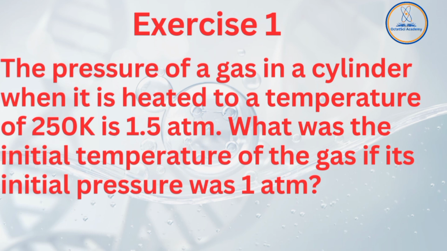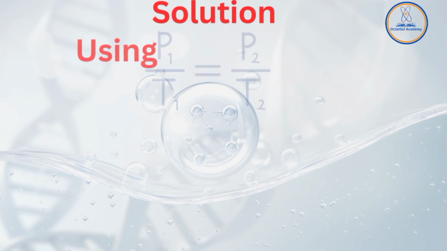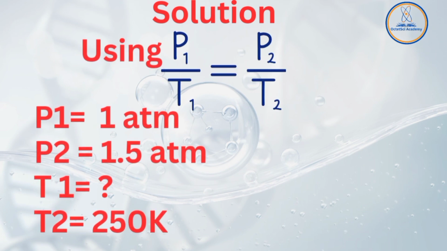The pressure of a gas in a cylinder when it's heated to a temperature of 250 Kelvin is 1.5 atmosphere. What was the initial temperature of the gas if the pressure is 1 atmosphere? So we're going to be using this formula using P1, T1. So our P1 is 1 atm, P2 is 1.5. We're looking for T1 since we're asked to find the initial temperature.